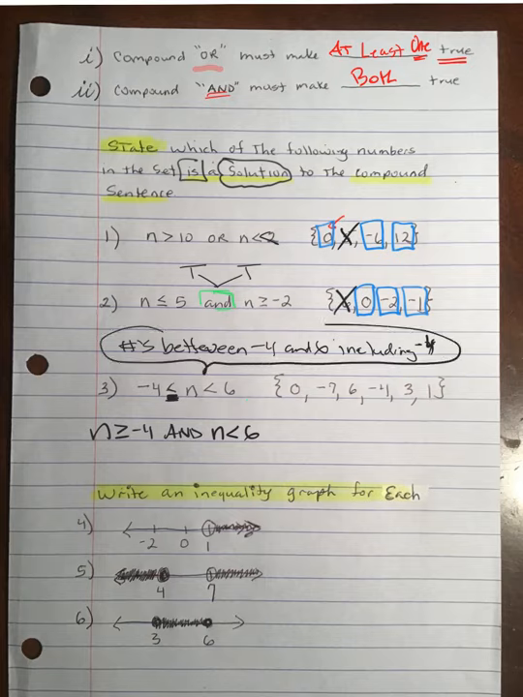So that's how you read that, right? So let's test 0. If we plug in 0, is 0 less than 6? Yes. And then is 0 greater than -4? Yes. So it made both of them true, so therefore 0 is a solution.